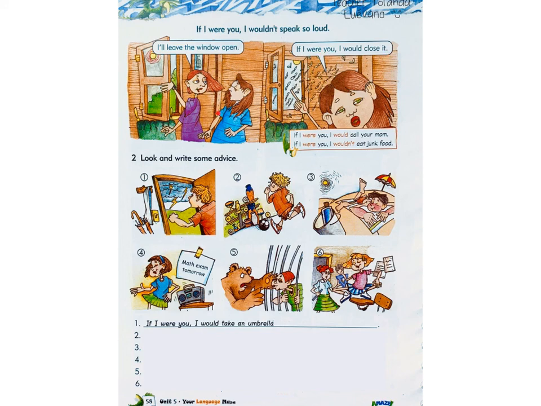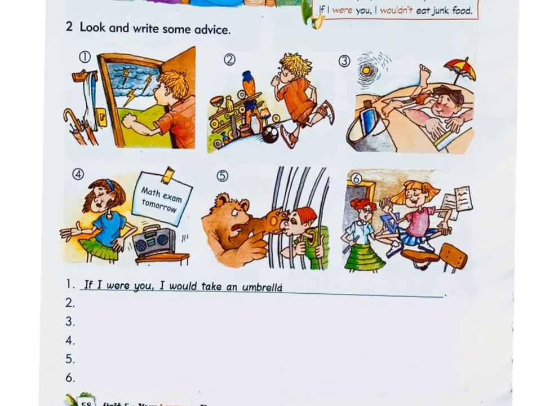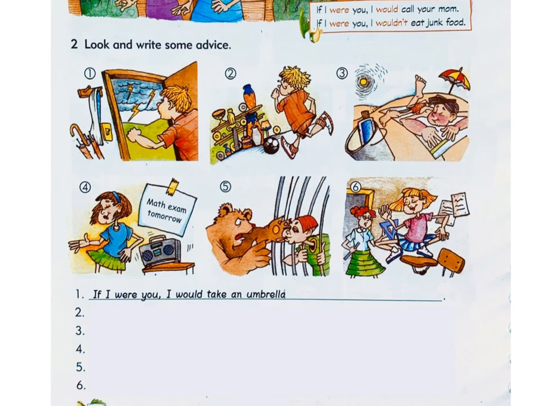Can you see? So they're in the middle of summer or spring and there are lots of mosquitoes outside. So that's why she's recommending to close it. So if I were you, I would close it. Let's check these. If I were you, I would call your mum. If I were you, I wouldn't eat junk food. So you're going to pay attention to the illustrations and you're going to give advice. Yes?